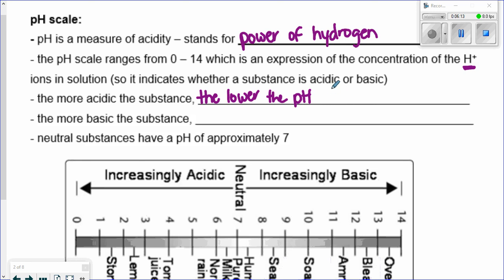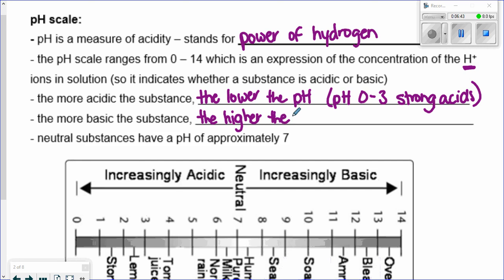And so something with a pH of 0 to 3 is considered what we'll call a strong acid. And again, we don't talk too much about this in Science 10, but in Science 30 we look at relative strength of acids and relative strength of bases, and go a little bit more in depth. The more basic a substance is, the higher the pH. So a pH of 12 to 14 is considered a strong base.